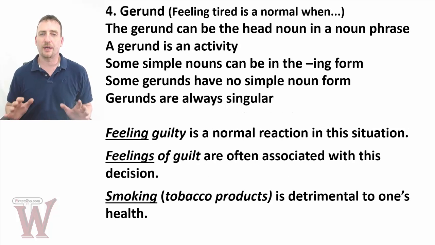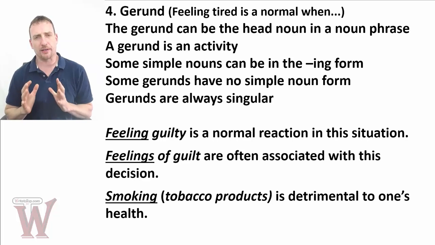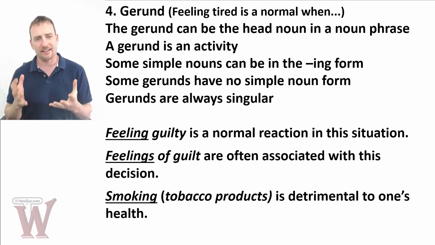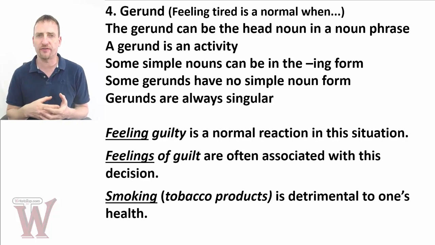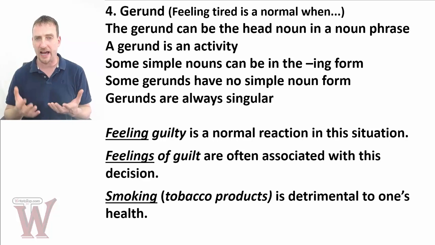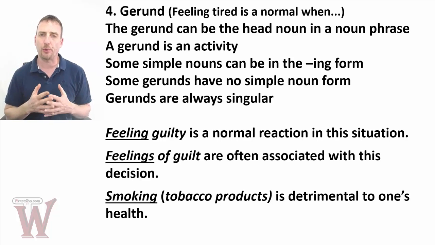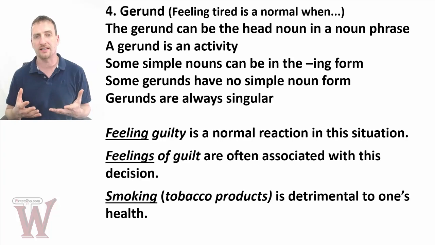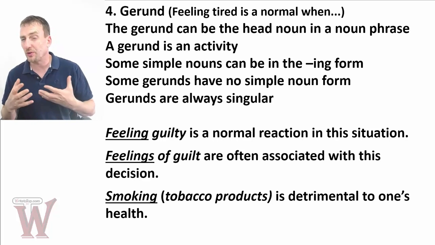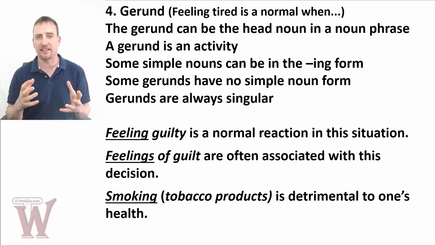Okay, let's move on. So now we're going to look at gerunds. The thing about gerunds is that they use an ing form of a word, and it gets very confusing because ing forms can have other functions. Ing words can be nouns, adverbs, or adjectives. So it's very important to recognize a gerund for what it is. A gerund can be the head noun in a noun phrase. A gerund is an activity, okay? Something is actually happening, but there's no real verb. There's no action. It's just the name of the activity.